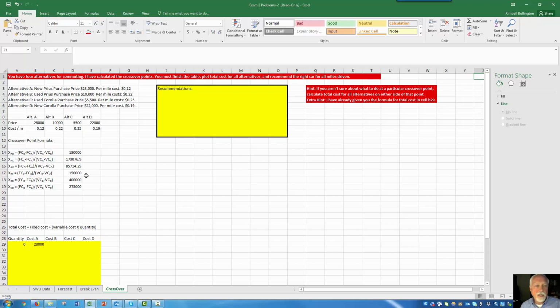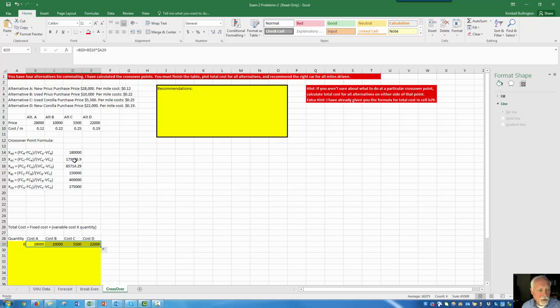And so the real decision is, when do I purchase which vehicle? To do that, we're going to need to complete this table. I've already given you the first calculation here. I always want to check and make sure your numbers look decent. At a quantity of 0, the total cost will be equal just to the fixed cost, which is up here in row 9. And it does match that.